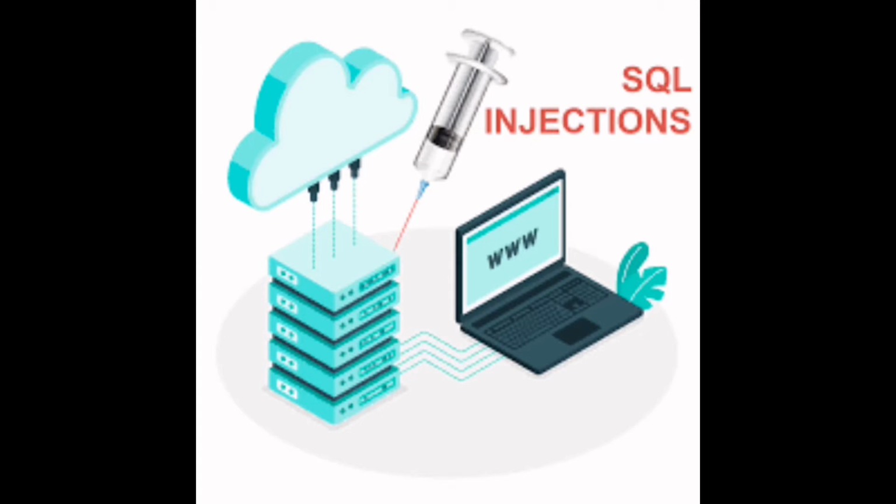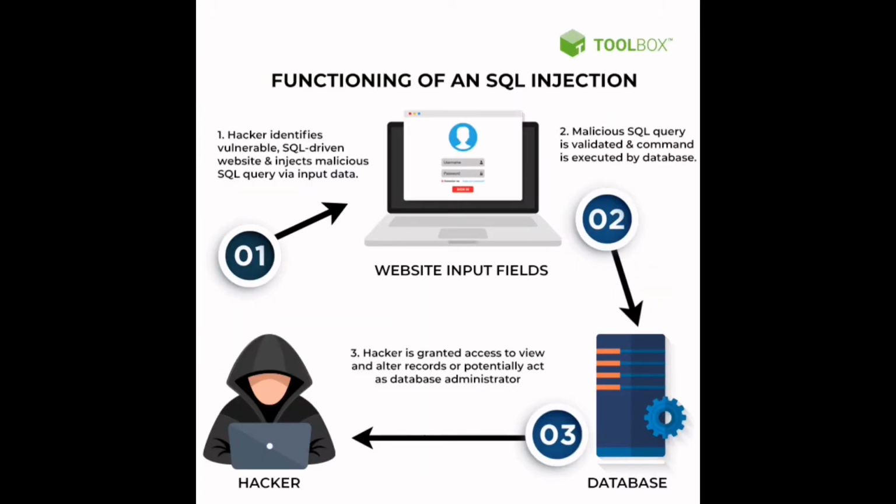SQL injection is a web security vulnerability that allows an attacker to interfere with the queries that an application makes to its database. It generally allows an attacker to view data that they are not normally able to read. This might include data belonging to other users or any other data that the application itself is able to access. In many cases, an attacker can modify or delete this data, causing persistent changes to the application's content or behavior.